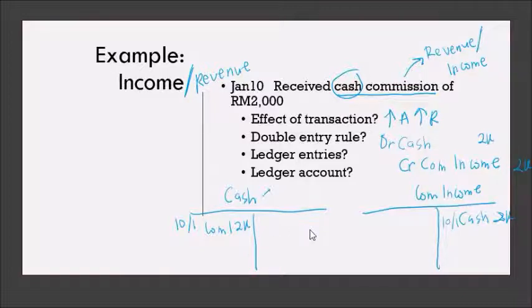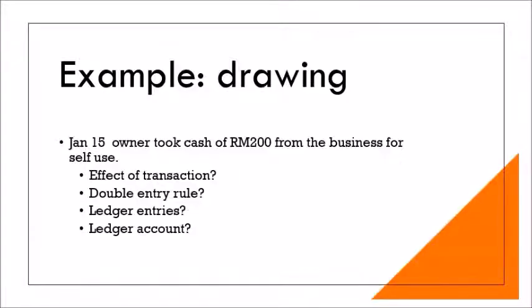Okay, understand? Let's look for the next. This is our last example, drawing. Okay, 15 Jan, owner took cash of 200 from business for self-use. Okay, so when they say self-use, meaning it's not for the business, the owner took it for his own use. So it's a drawing, deduction in business. So you have to record this in drawing.